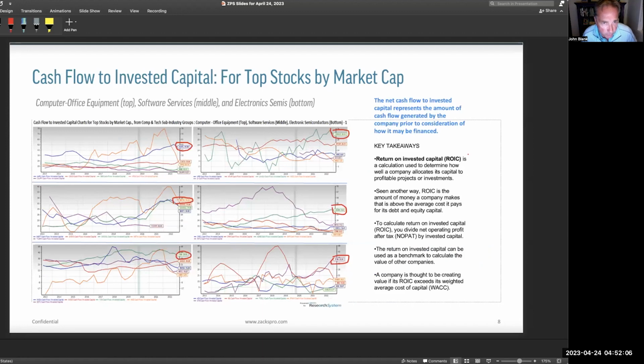All right, cash flow to invested capital. The net cash flow to invested capital represents the amount of cash flow generated by the company prior to consideration of how it is financed. Better cash flow to invested capital would be good. I put in the return on invested capital language here just to see how that plays out relative to this idea. So let's get through the names.